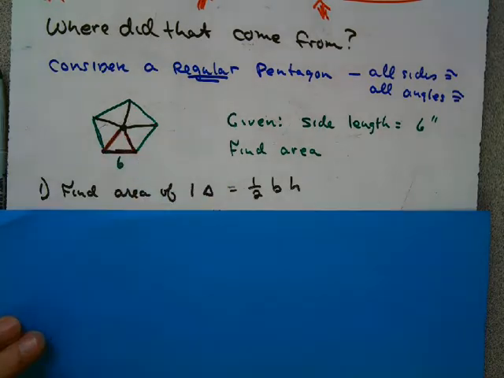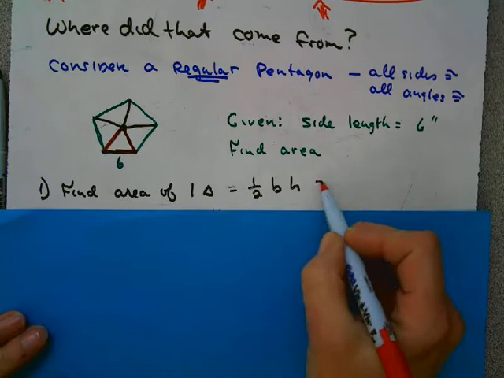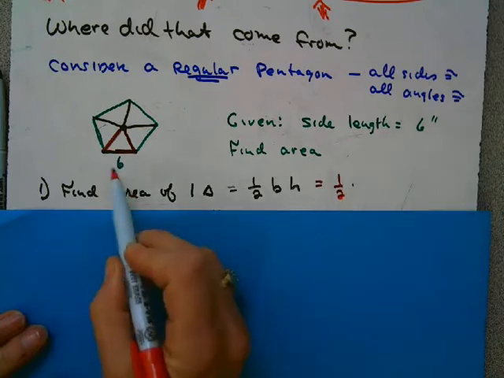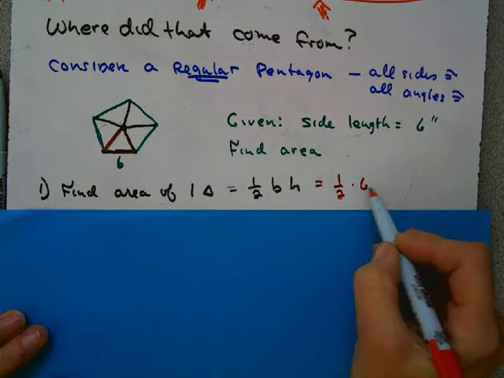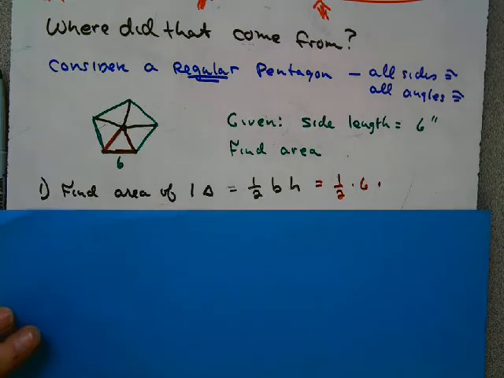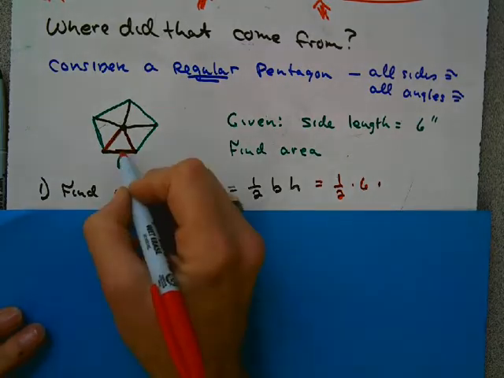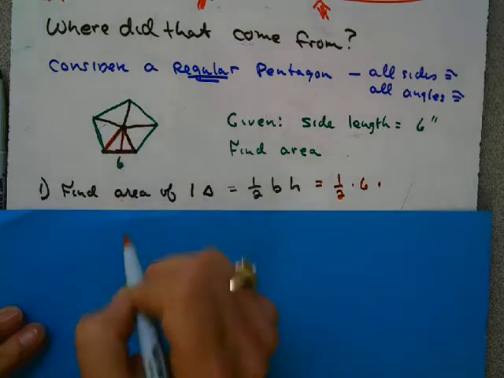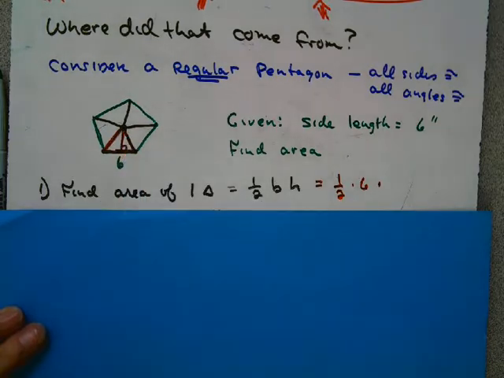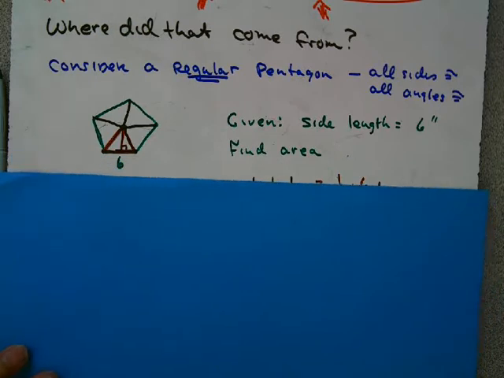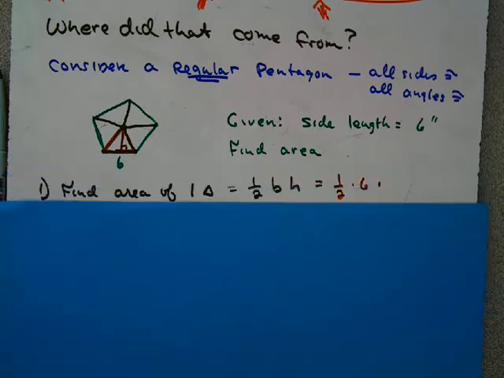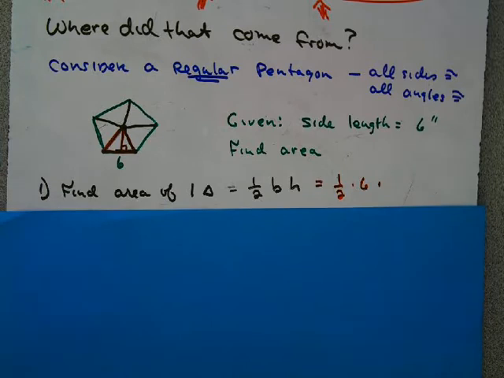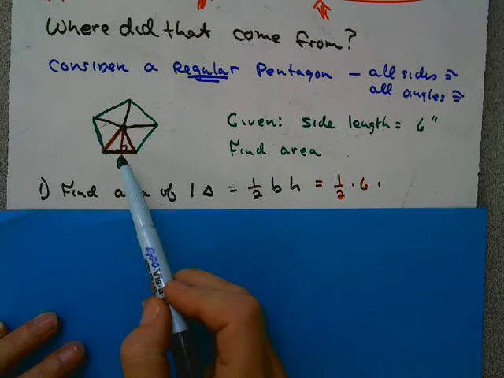And I can see that the base has a length of 6. 1/2 times 6. Now remember that the height of a triangle comes from the base to the opposite vertex, and it's perpendicular to the base. So that's going to be a little more difficult to figure out. But we just came fresh off a trig course, so we're going to use that trigonometry to find this height, which is also actually the apothem of the pentagon.